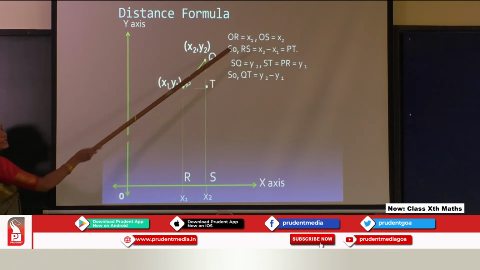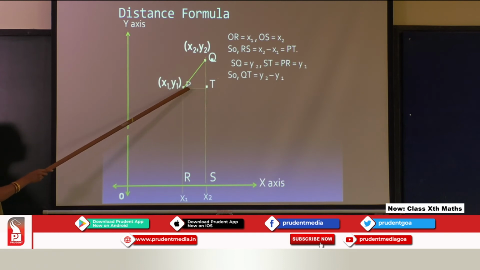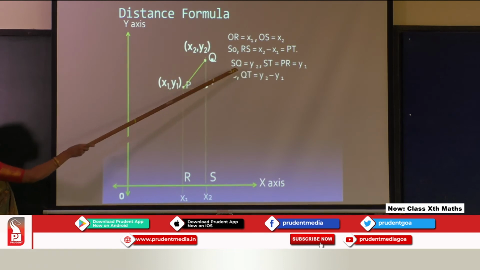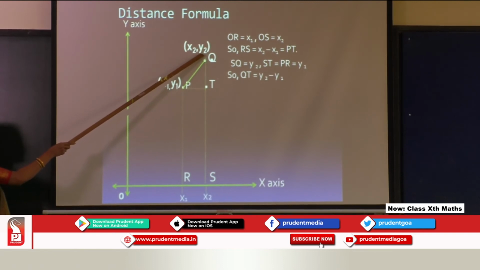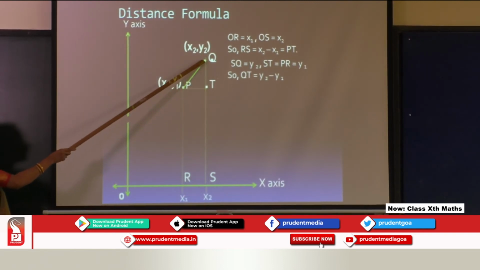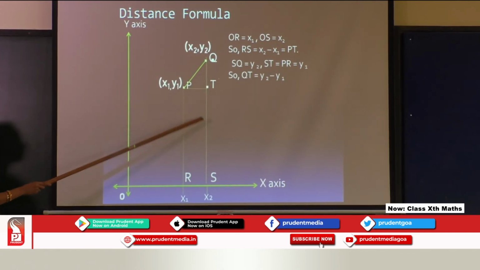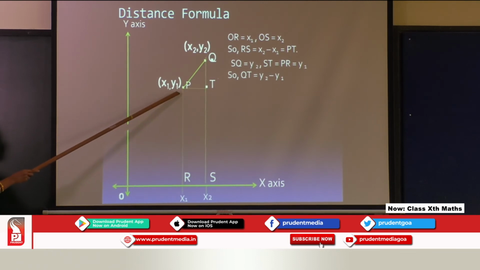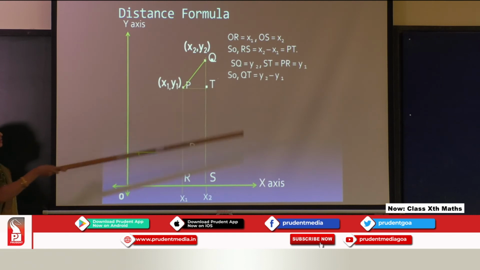RS is equal to x2 minus x1, which is equal to PT. This is also equal to RS, so this is x2 minus x1, that means PT is also equal to x2 minus x1. SQ is equal to y2, because this coordinate is y2. And ST is equal to PR, which is equal to y1. So QT is equal to y2 minus y1.